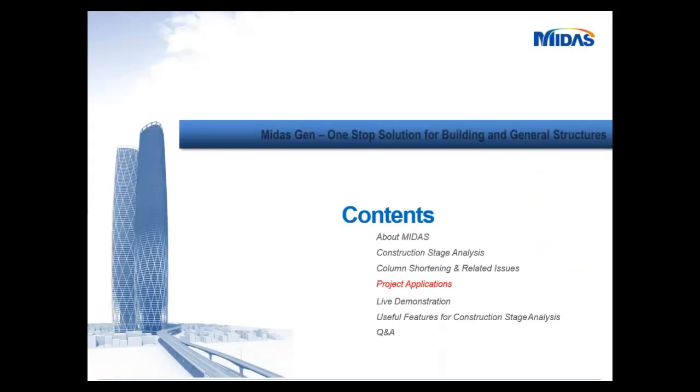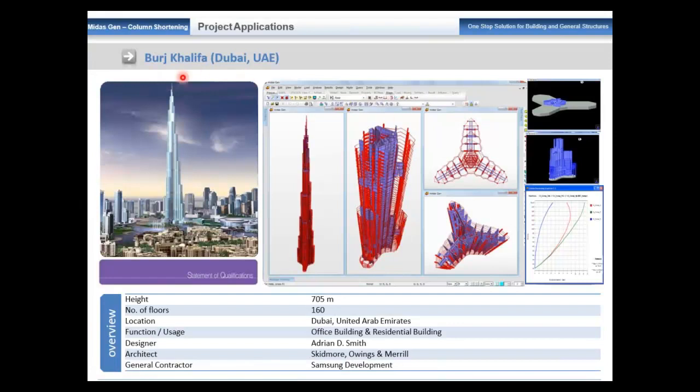So coming to the project applications. As we know, the Burj Khalifa, MIDAS Civil has been used for both analysis and the column shortening effect study. As you can see, the height of Burj Khalifa is 705 meters, having 160 floors. It was built by general contractor Samsung Development.